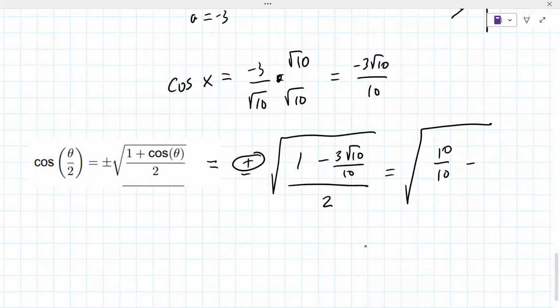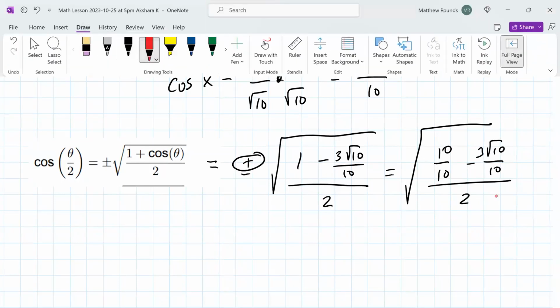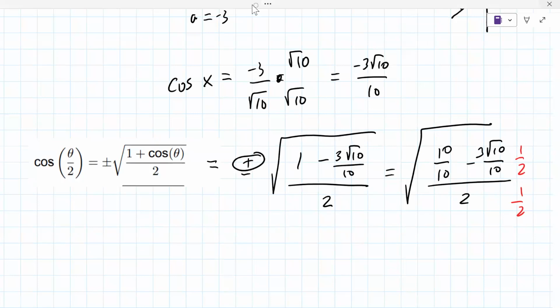So 10 minus 3 square root 10 over 10, over 2. You would just apply that 2 to the two bottom numbers. And the reason is because you're multiplying by this right here. Let's see if we can make that happen here. Okay, so that becomes 10 minus 3 square root of 10 over 20, like that. Is that okay?